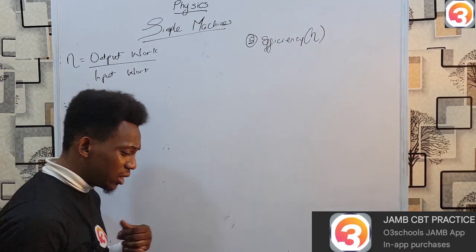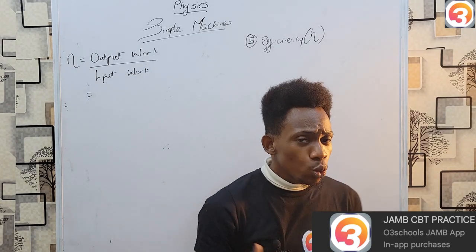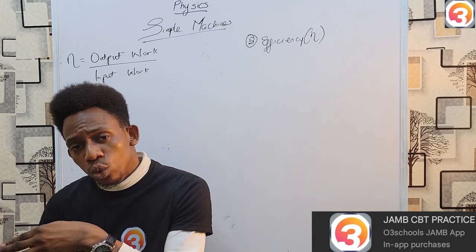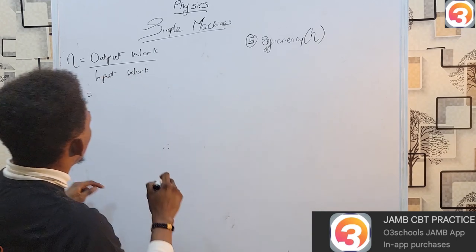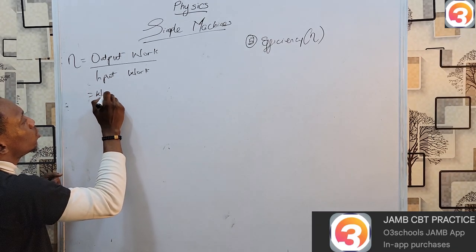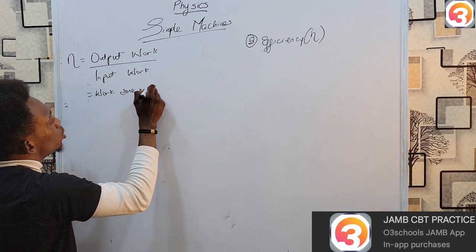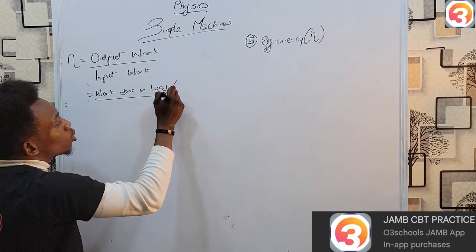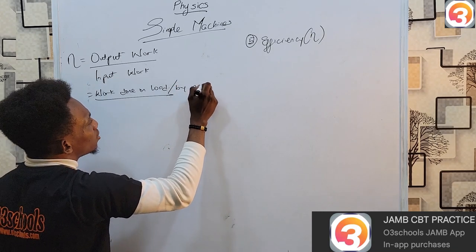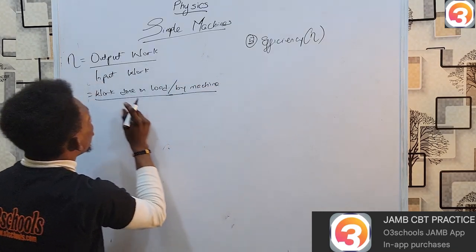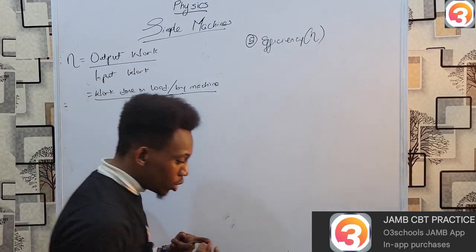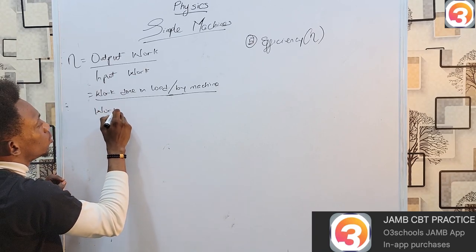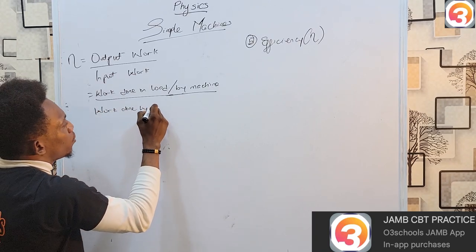Is there any other way we can express this? Yes. My output is what is going out. What is coming out of my machine is going to the load, what I want to overcome. Therefore, my output work is the same thing as saying work done on load, or you could also call this work done by machine, all over the input, which is simply the work being done by my efforts. So I can say work done by efforts.